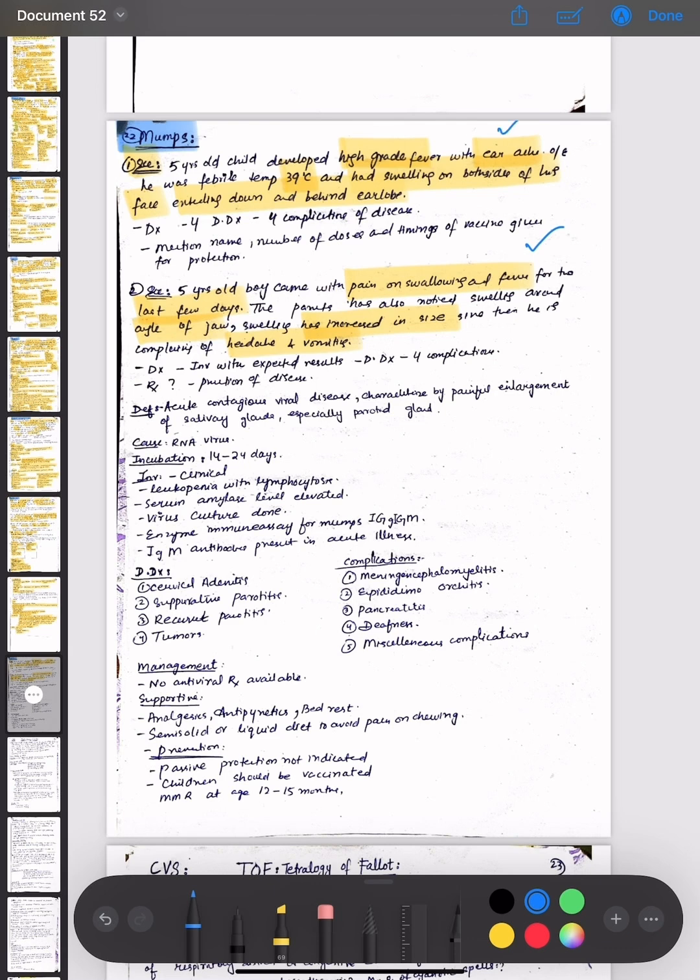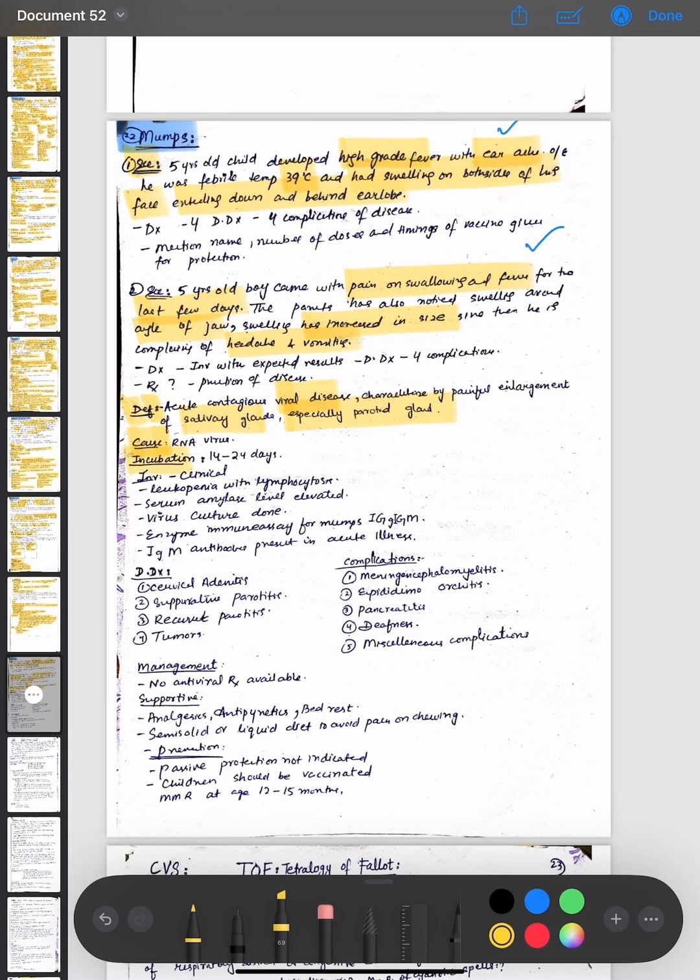Now we are having a definition that it is acute contagious viral disease characterized by painful enlargement of the salivary glands, especially parotid gland. The causes are adenovirus and the incubation period is 14 to 24 days.